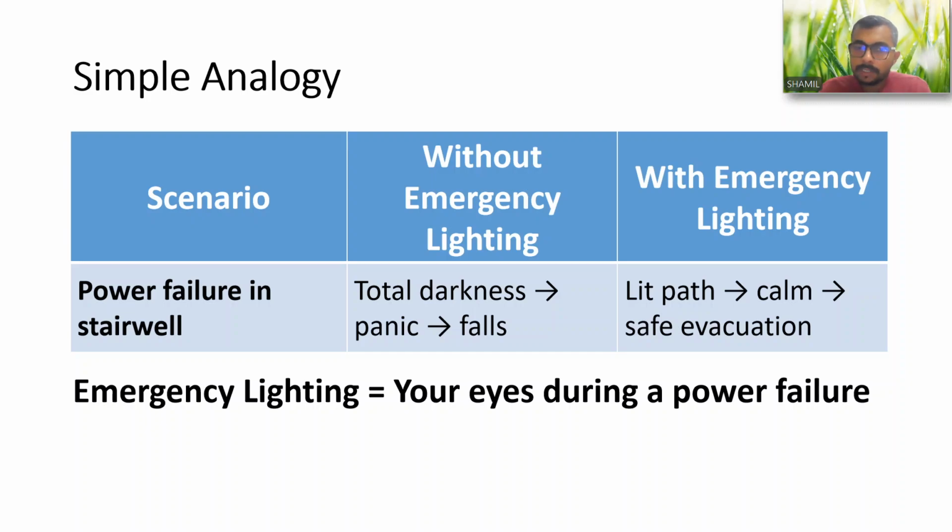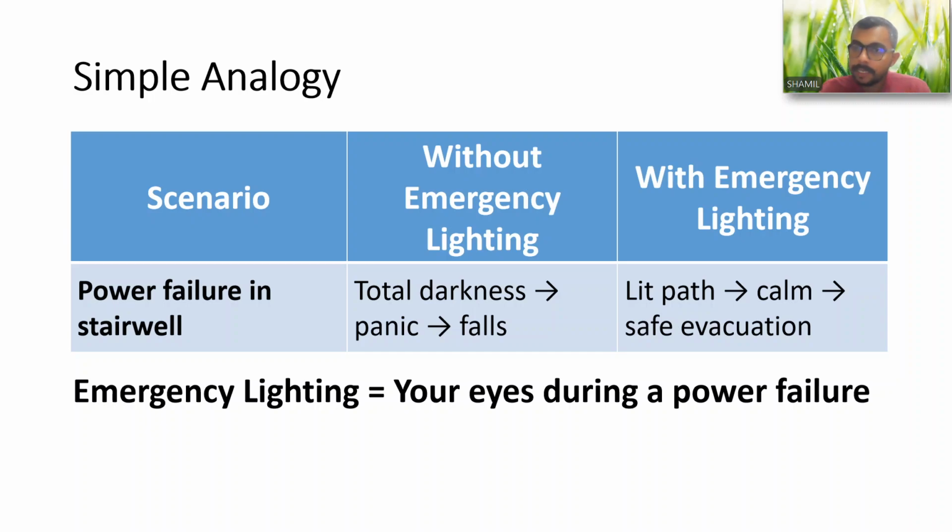So a simple analogy is that emergency lighting is basically like a light source. If you don't have emergency lighting, it's like total darkness. It will be very difficult to find the way out of the building, and it will create total panic, and occupants might trip over when they walk.